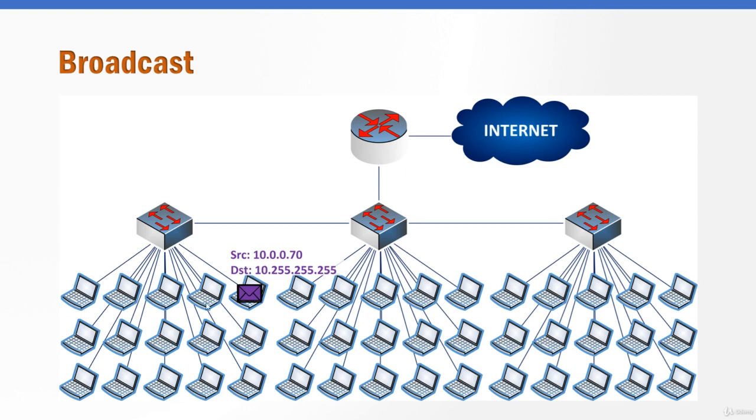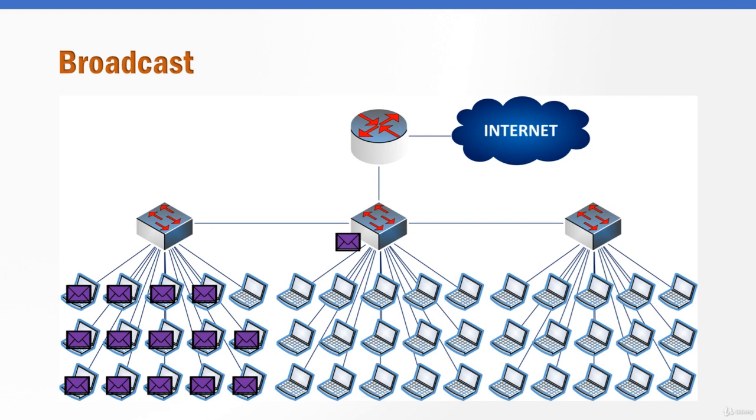So here we have a computer with an IP address of 10.0.0.70, and this PC is going to send a broadcast. So what happens next is this packet goes to the switch. Now, a general rule is that once a switch receives a broadcast packet, it will forward this packet to all of its ports except the port where it received the packet. So what we will see here is that this switch in the middle is going to get a packet, and then all of the other laptops in this switch's network are also going to receive this broadcast packet.